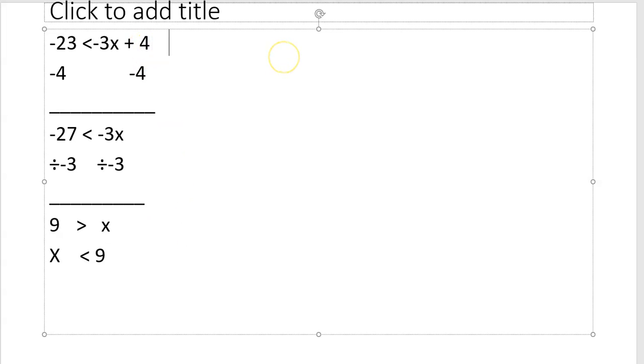Some students will do it right at the beginning, and they'll just flip it right from the start. They'll say negative 3x plus 4, keep it eating that, negative 23. Doesn't matter if you do it at the beginning or the end, but your variable does need to end up on the left for most correct mathematics.